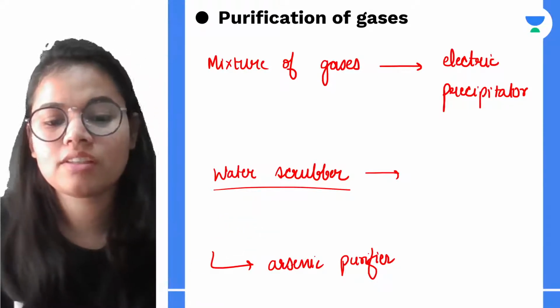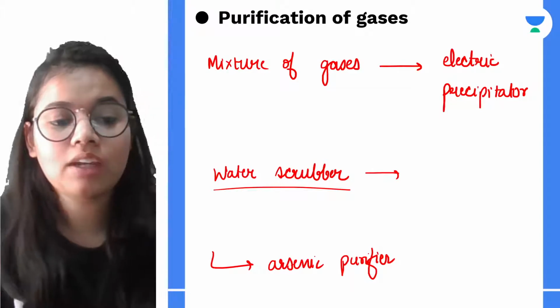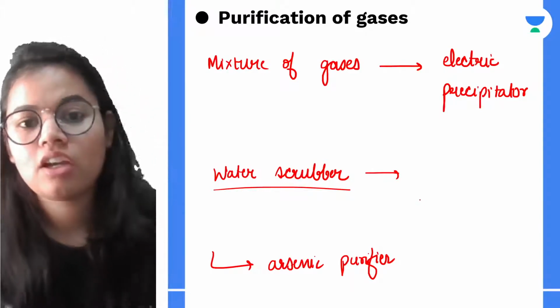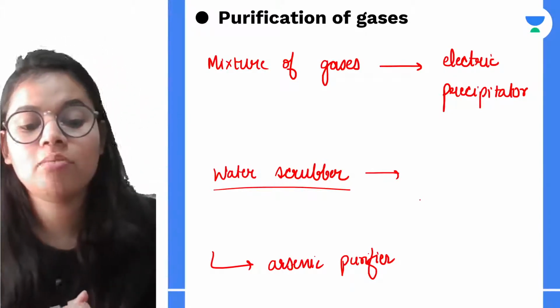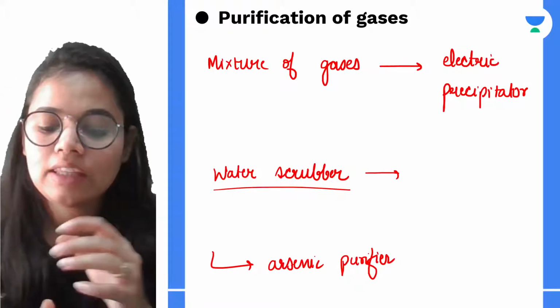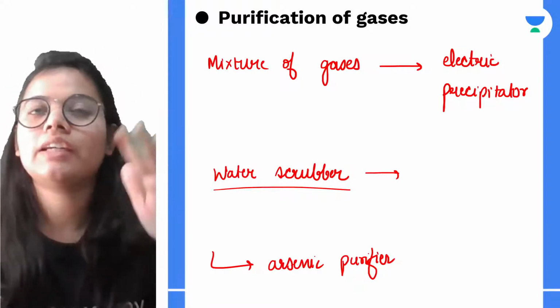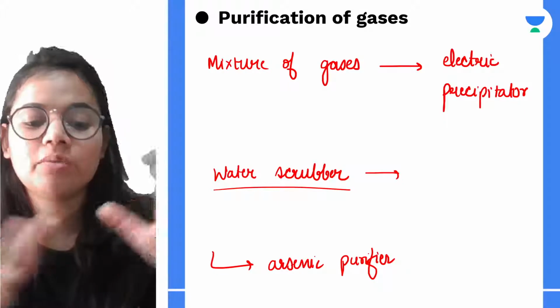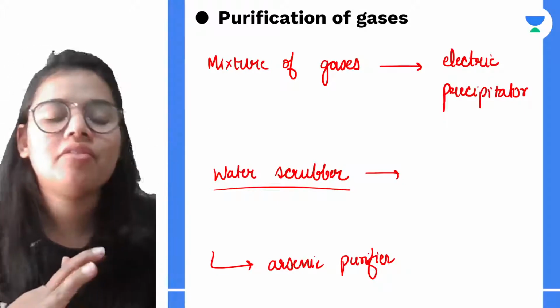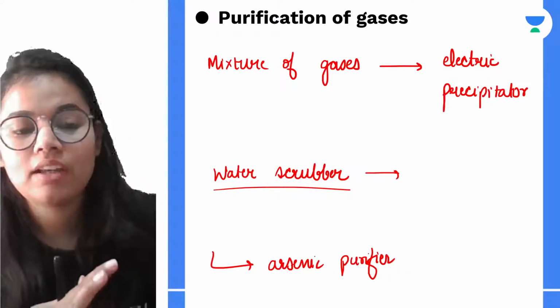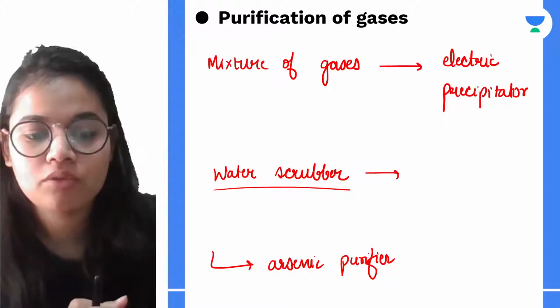So the mixture is dried and then it is passed into the arsenic purifier. These things happen in the purification of gases. In the arsenic purifier, the gases become completely pure. That means every impurity which might be left is completely removed.